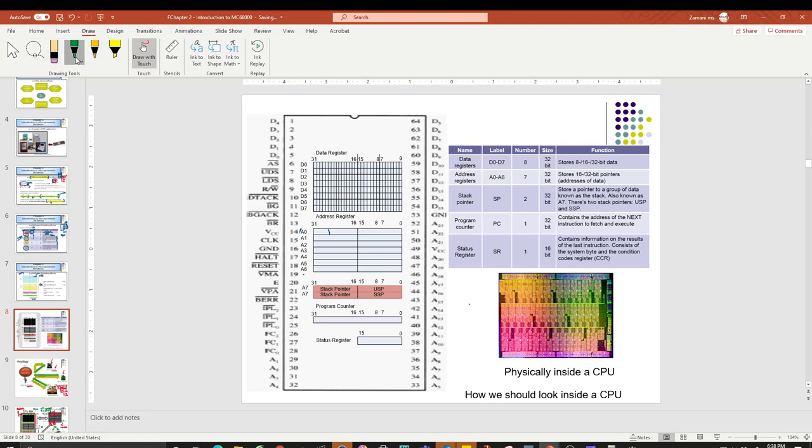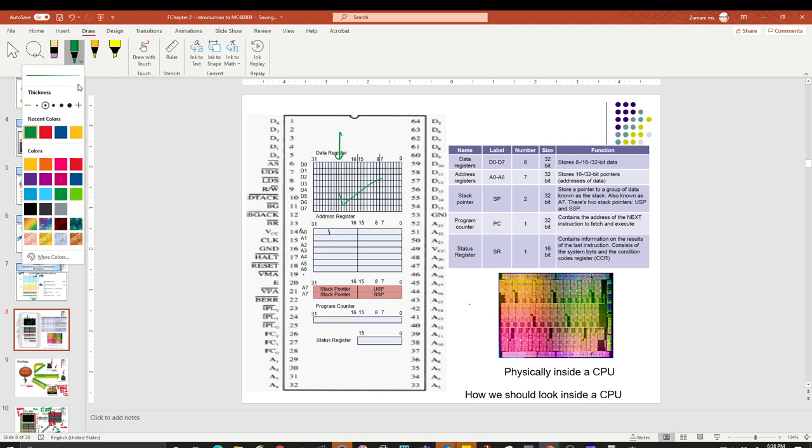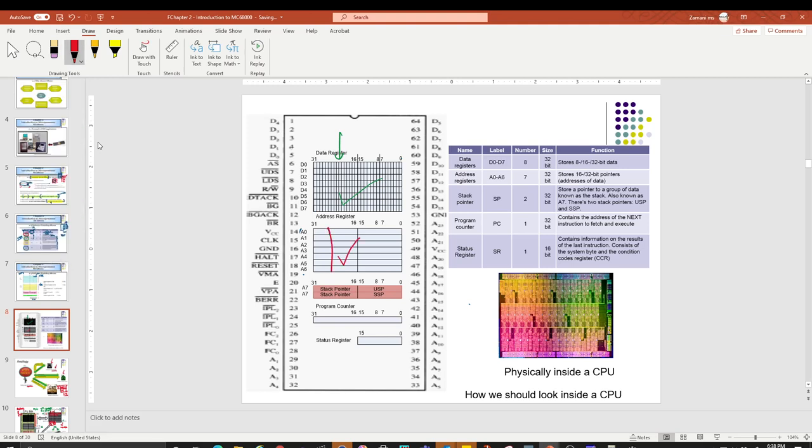The data register is very easy. This is the place where you can store data, which is 32 bit in size. The second one is the address register. This is also 32 bit in size, but you can only use up to 24 bits, because the lines are allowed up to 24 pins only. This is where you reserve the address of a memory location outside. So if you put a value here, it relates to the address outside in the memory.